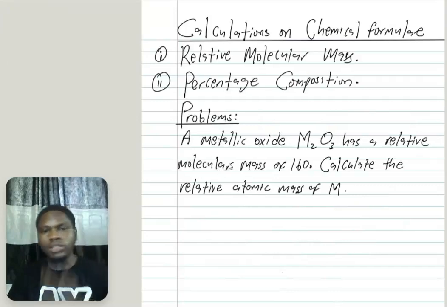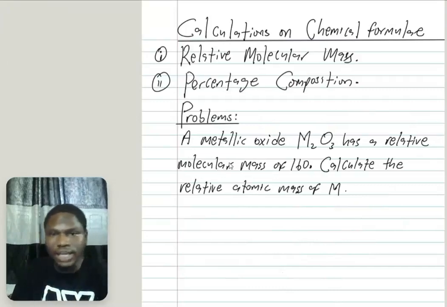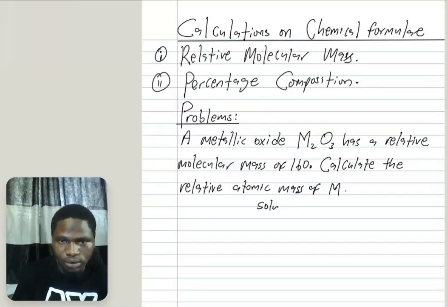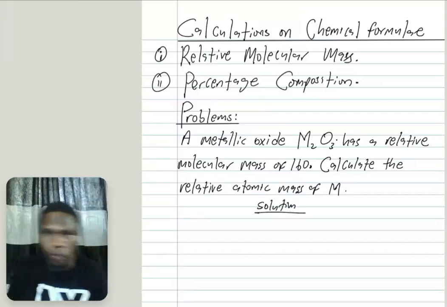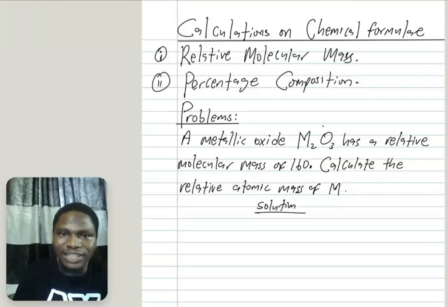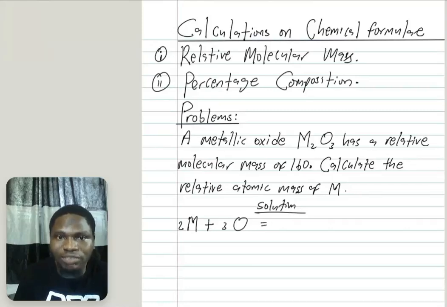Now, look at this problem. A metallic oxide M2O3 has a relative molecular mass of 160. Calculate the relative atomic mass of M. M is an unknown metal. We don't know M at all. So we have to find M. Okay, no problem. Now, if you look at M2O3, how do we calculate the relative molecular mass? We'll say 2 multiplied by M plus 3 multiplied by oxygen. Addition of these two will give us the relative molecular mass, and that is 160.